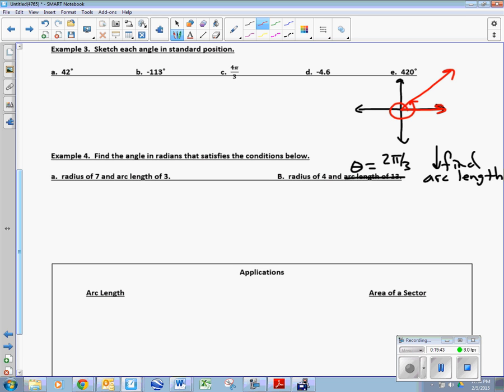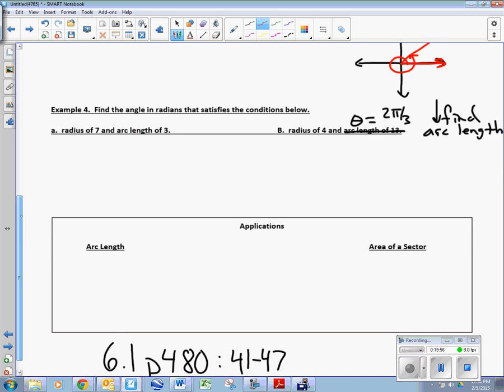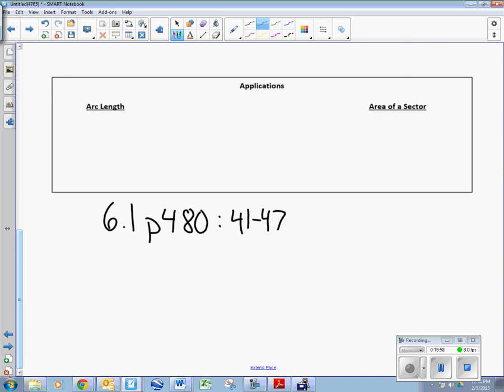60 and 420 are what we call coterminal angles. And we're going to talk about those tomorrow, but they end up in the same spot. They have the same rotation. Everybody clear? Questions? Easy? All right, let's get to some of the applications.